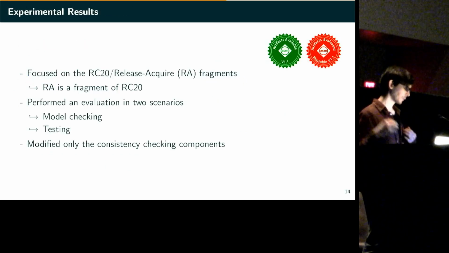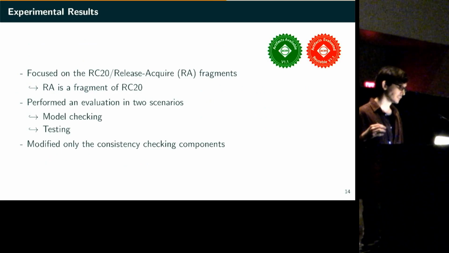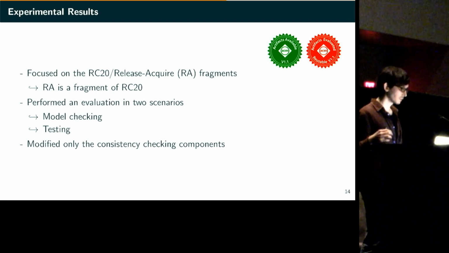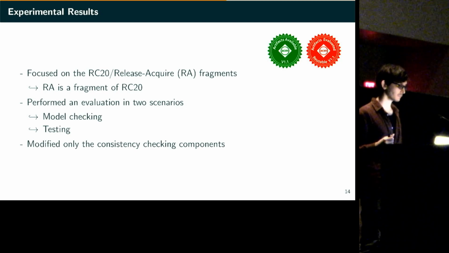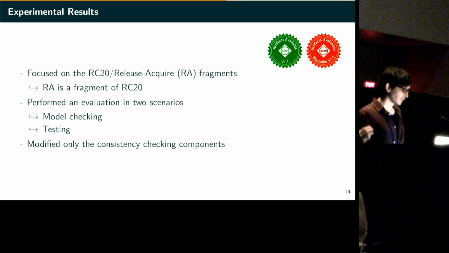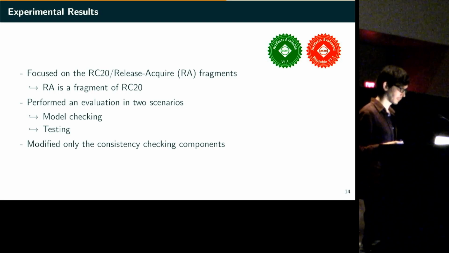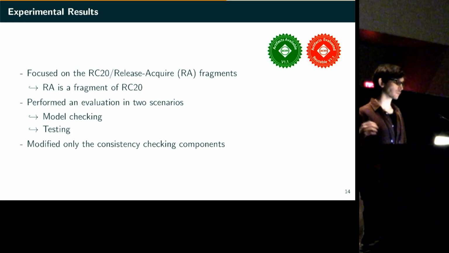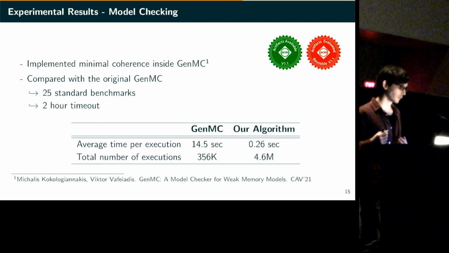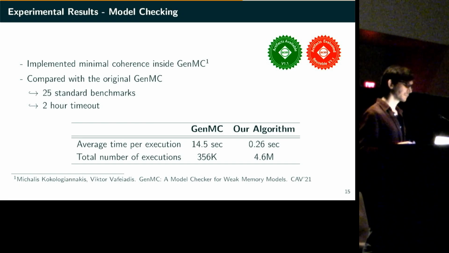We performed an experimental evaluation of our proposed algorithm in RC20 and the popular release-acquire fragment. RA is a fragment of RC20, therefore it also admits the same bound. And in our evaluation, we focused on two settings, namely model checking and testing. We took the state-of-the-art techniques in this context, and we only replaced the reads from consistency checking components of them. And then we performed a comparison with the original version. In the case of model checking, we implemented minimal coherence inside the model checker called TruSt.